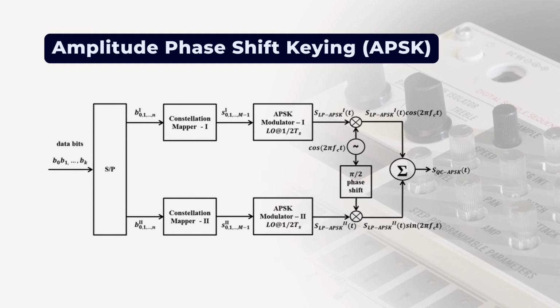Now, amplitude phase shift keying is widely used in communication systems, practically in satellite communication, due to its ability to provide high data rate and spectral efficiency. Now, let us discuss the block diagram. The block diagram of the APSK modulator can be divided into several key components.